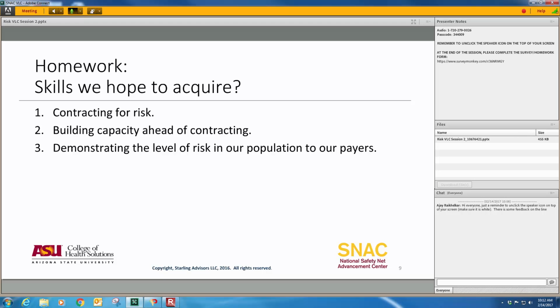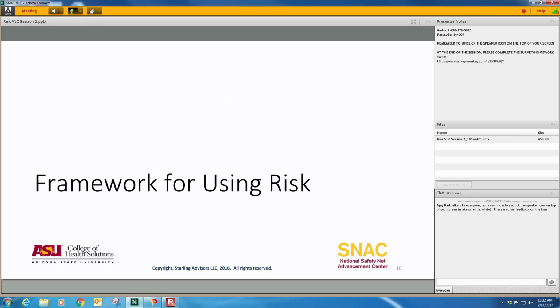And then the third is demonstrating the level of risk in our population to our payers. And I think that's a very important topic. And one that I hit on last time is that we are in a stronger negotiating position. We're in a stronger position to take on the type of payment methodologies that we want if we can articulate the underlying risk factors in the population that we serve and really look to partner with those who pay us to come up with solutions that actually allow us to address not just the health conditions that face our population, but the risk factors that prevent them from achieving the wellness that they would desire to reach. So that was the homework.